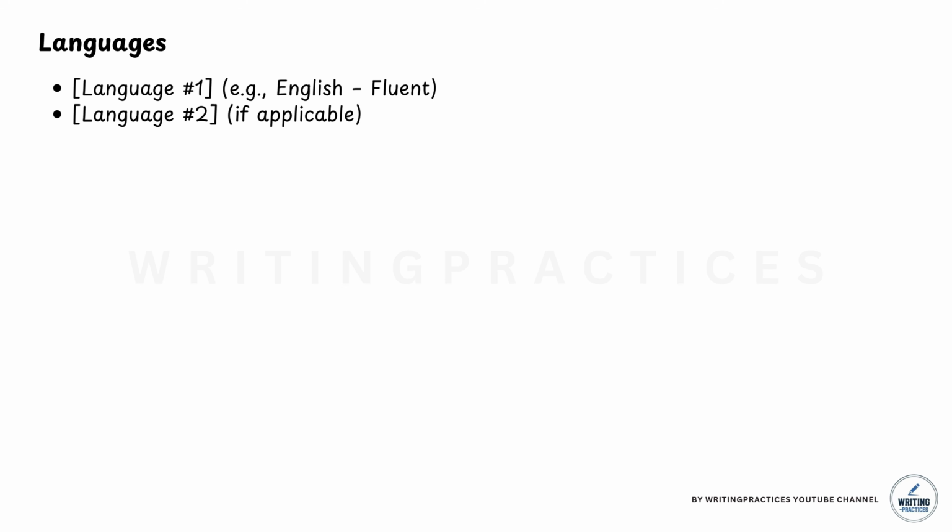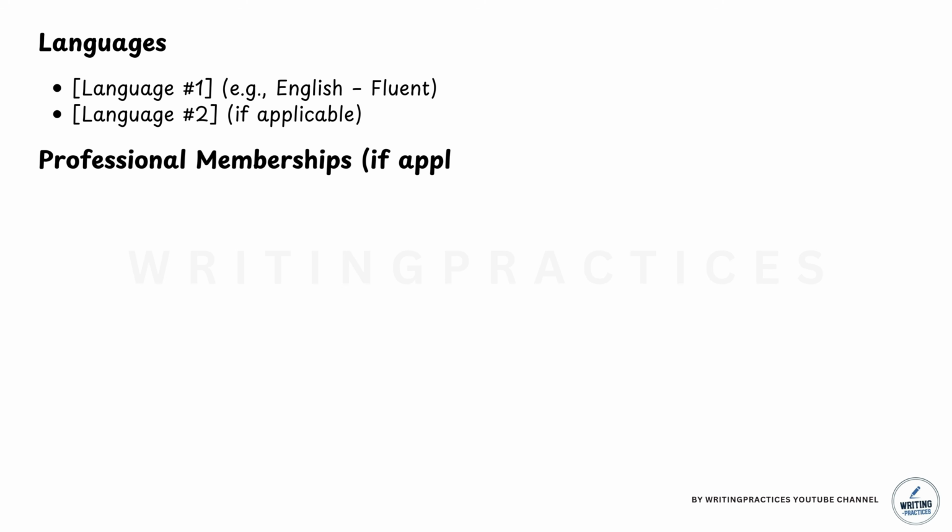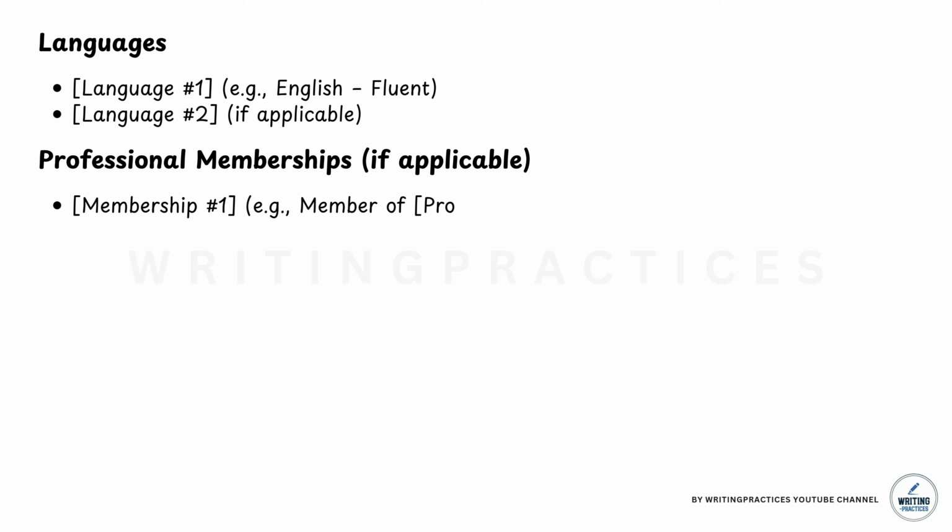Professional memberships, your industry involvement. If you're part of any professional organizations, list them here. This helps establish your credibility and commitment to your field. For example, member of the American Marketing Association, AMA. Certified member of the Project Management Institute, PMI. This section is optional, but it can give you an edge in competitive job applications.